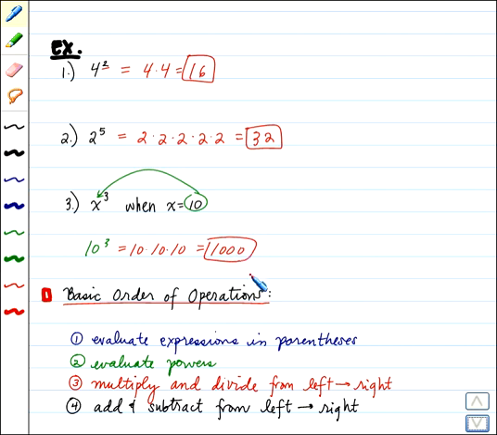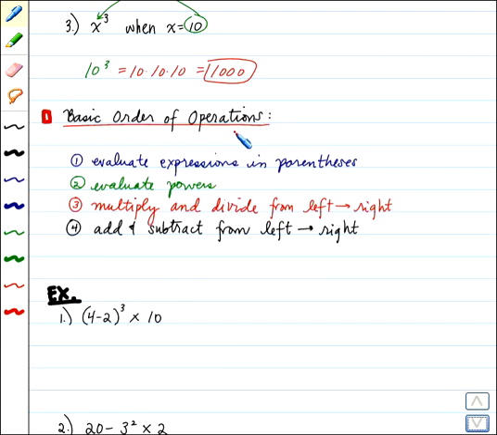So that's our answer. Now we also have to follow a basic order of operations when we have an expression with a power in it. And here's the order of operations. First, we evaluate the expressions in parentheses. So once again, let's say we have a plus b inside parentheses. Whatever is inside the parentheses we do first.